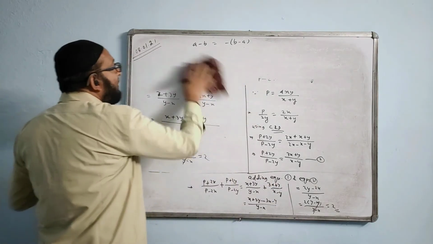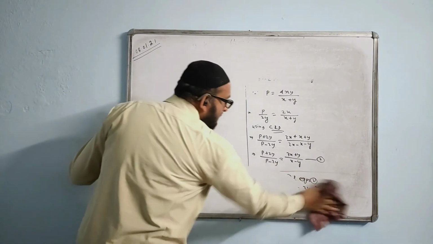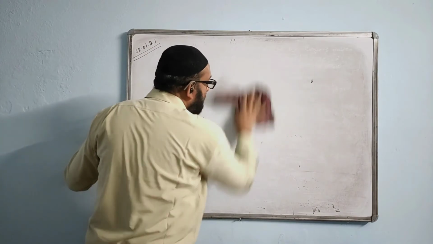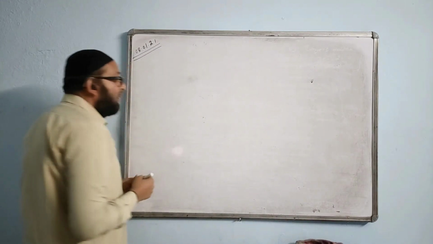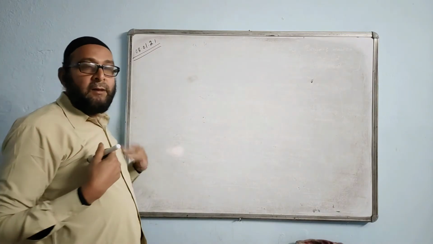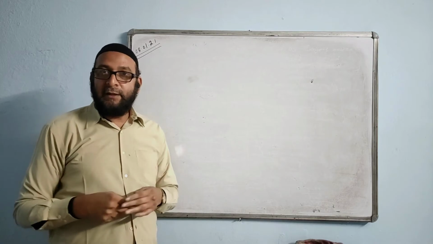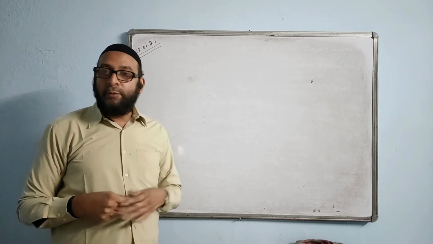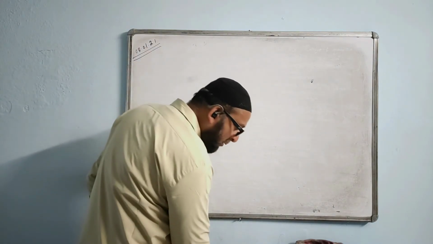Now I will do a little different type of problem. Those questions which I have given you, please try once. The question we talked about was something like B is the mean proportional between A and C, or A, B, C are in continued proportion. How to do those types of questions? I will show you.